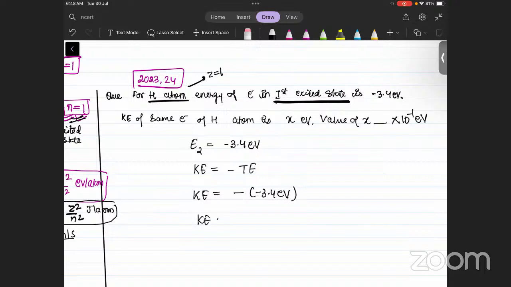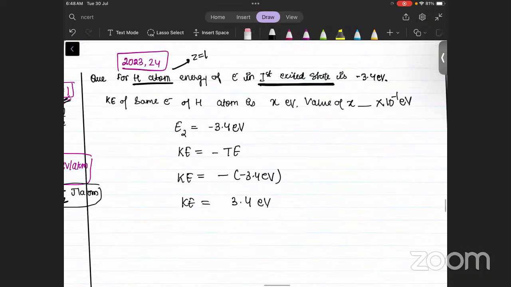So kinetic energy is equal to 3.4 electron volt, right? But they are asking the answer in this form. That's how they trick you in JEE, okay? They won't ask you the direct answers. So how can I write this? I can write this as 34 divided by 10 electron volt, which can be written as 34 into 10 raised to the power minus 1 electron volt.